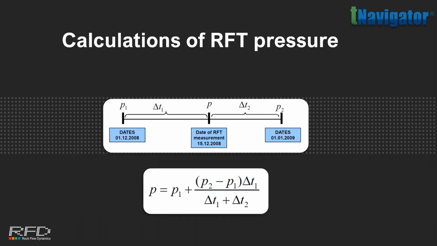The RFT pressure is calculated in each grid block where well trajectories intersect the mesh. It is calculated as a linear function, basically an interpolation of the pressure at the date of the measurement. As you can see here in the formula, P1 and P2 pressures are reported in every single time step, and between these pressures is the RFT measurement data.